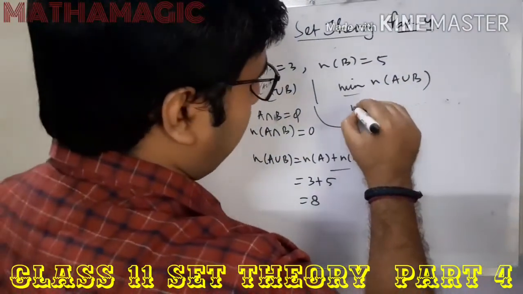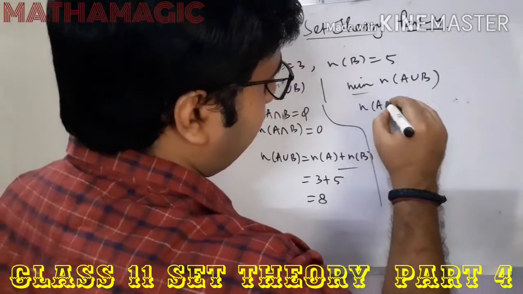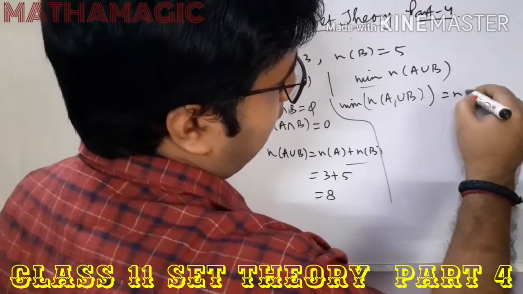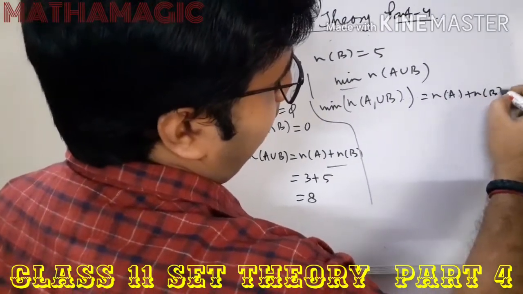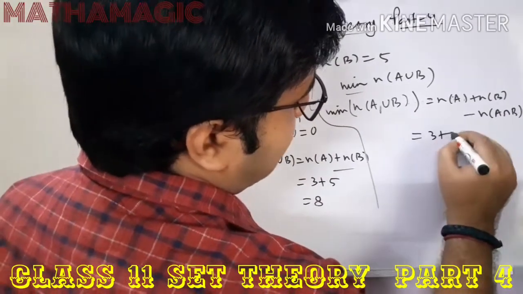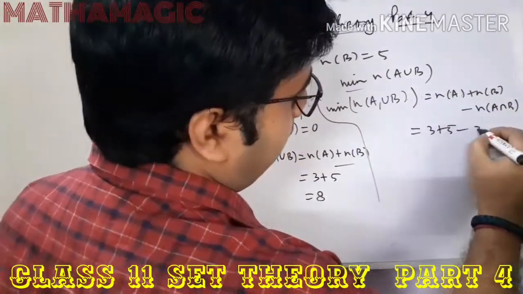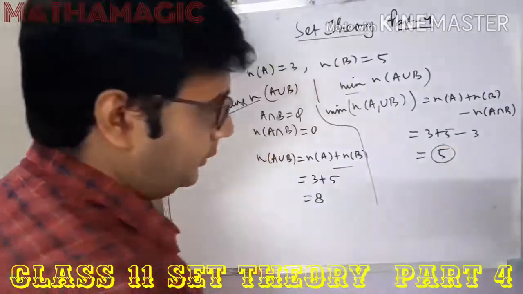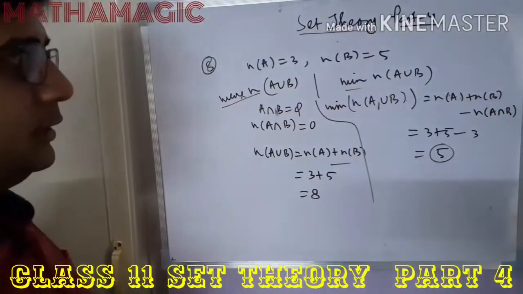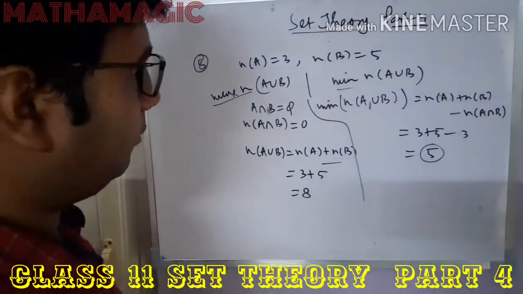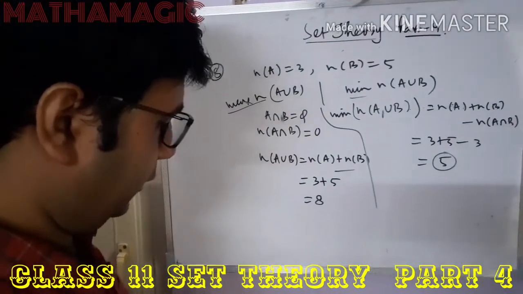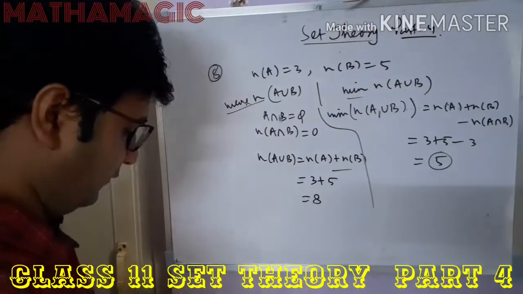So the minimum of A union B can be n of A plus n of B minus n of A intersection B. That is 3 plus 5 minus the maximum number of common parts, which is 3, so it will be 5. So this is how it can be solved. Please try to understand the nature of the problem, then apply the formula and the concept accordingly. Then only it will be easier to understand and solve the problem.